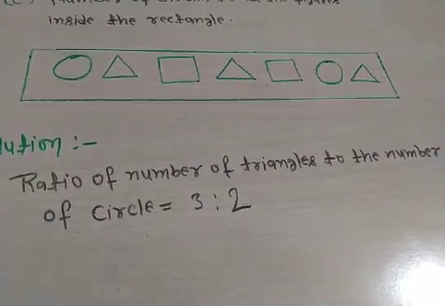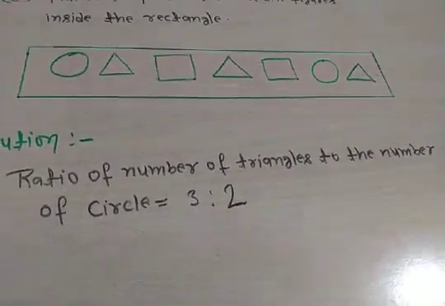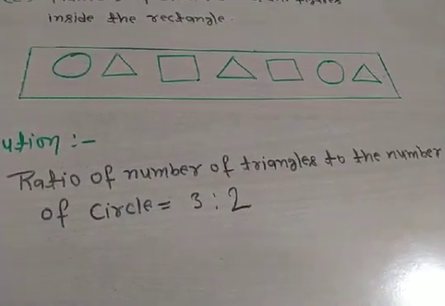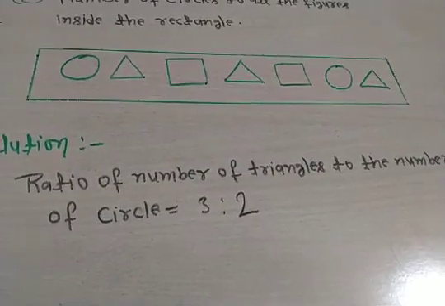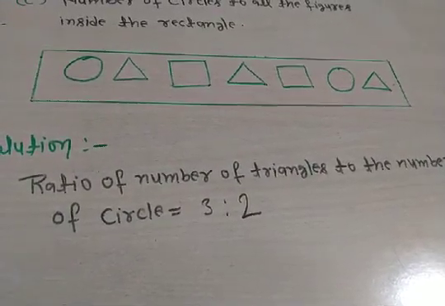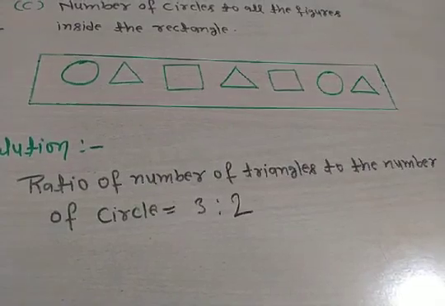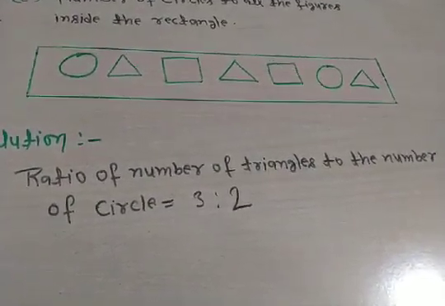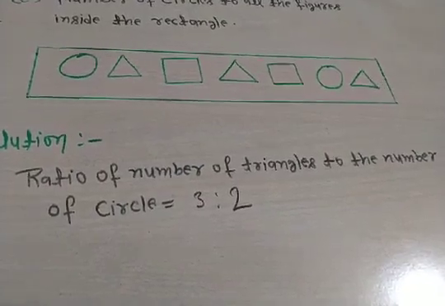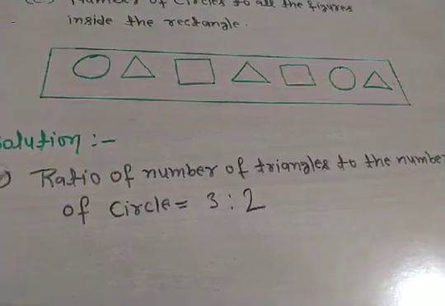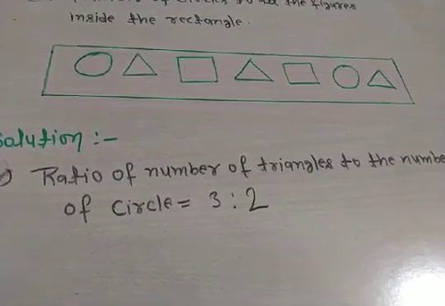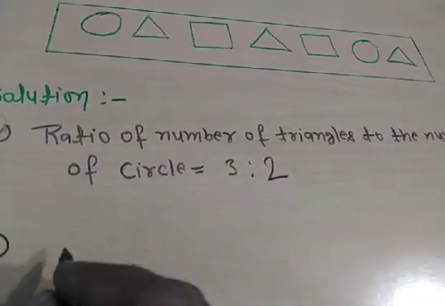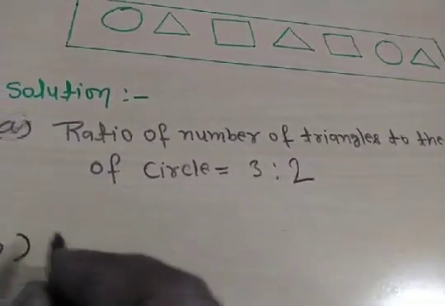Ratio of number of triangles to the number of circles. So you can see in the rectangle, triangles are 3 and circles are 2. So number of triangles is 3, ratio 2, circles are 2. So we find the ratio of number of triangles to the number of circles. Now we find B part, number of squares to all figures. So number of squares.